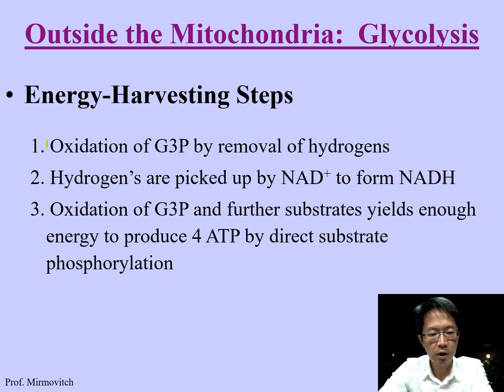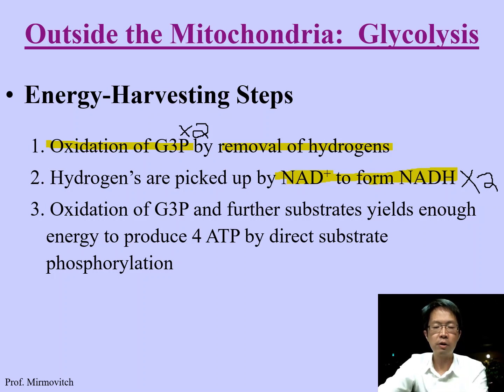And then we oxidize G3P by removing hydrogen, okay? The hydrogen is then picked up by NAD plus to form NADH. How many NADH do we form at the end of glycolysis? Do you remember? We form 2 NADH. Why? Because remember, 1 glucose becomes 2 G3P. So if you remove hydrogen from each G3P, each hydrogen can go to 1 NAD plus. Therefore, you get 2 NADH.